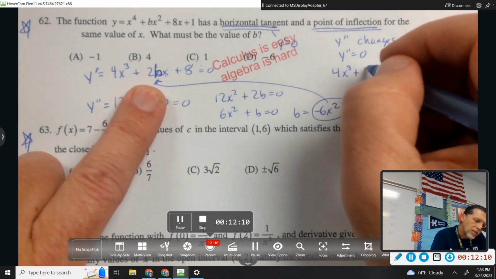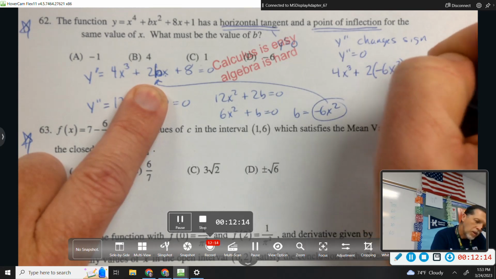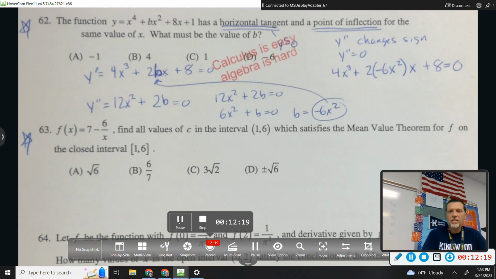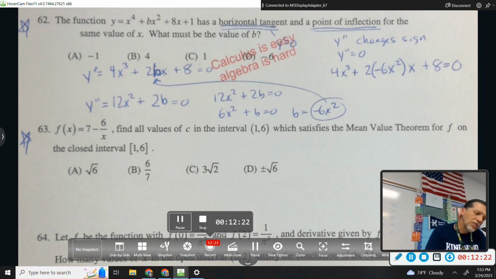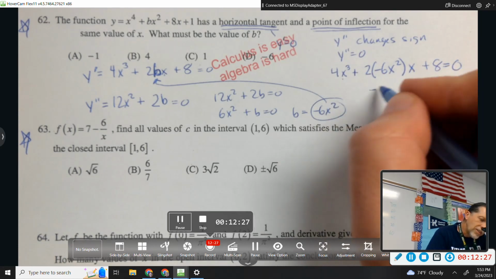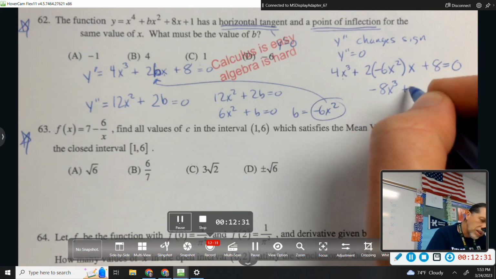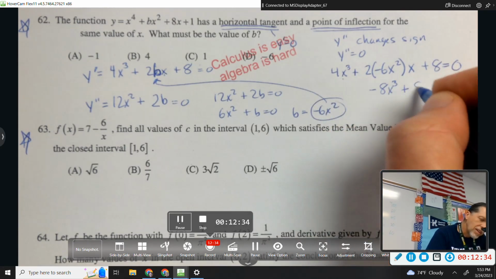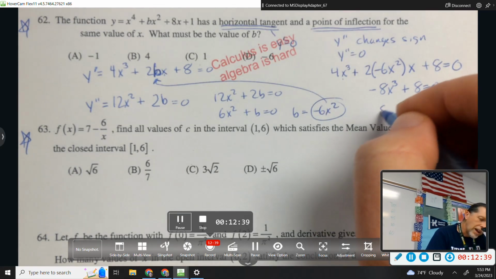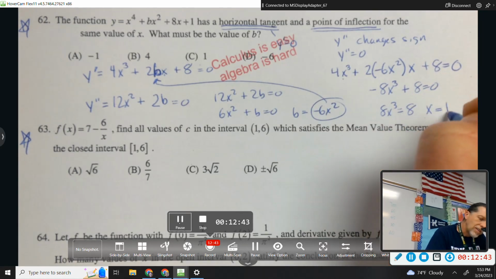So 4x cubed plus 2 times negative 6x squared times x plus 8 equals 0. Now let's see if they did us any favors here. So 4x cubed minus 12x cubed is negative 8x cubed. Yeah, 4 minus 12 is negative 8. So 8x cubed equals 8. So x has to equal 1.